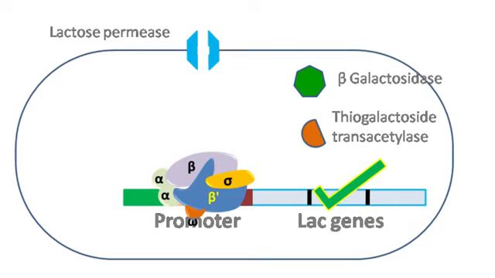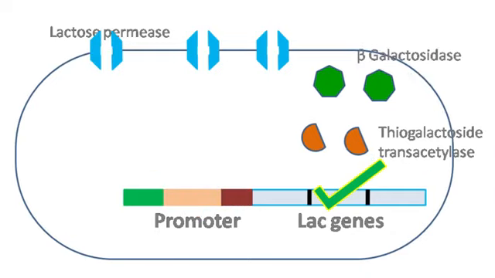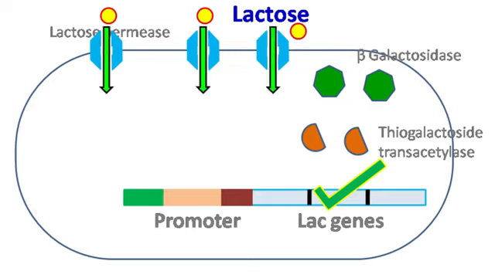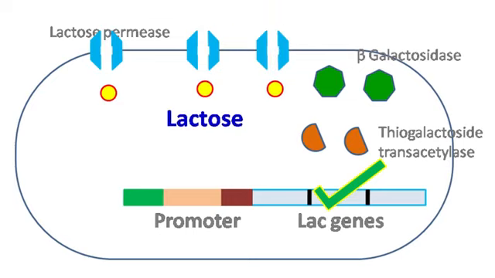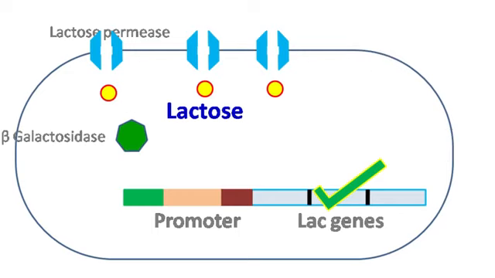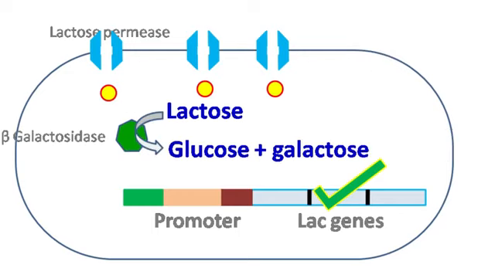Now, as Lac genes are continuously transcribed, more lactose permease, beta-galactosidase, and thiogalactoside transacetylase enzymes are formed. The lactose permease further allows more lactose to enter the cell. The lactose that enters the cell is hydrolyzed to glucose and galactose by the beta-galactosidase enzyme. Glucose and galactose are used as an energy source.